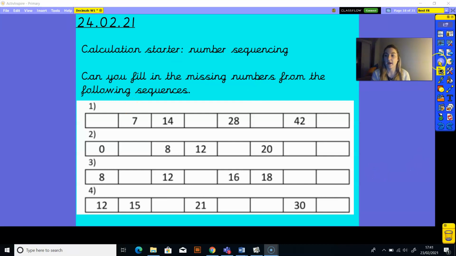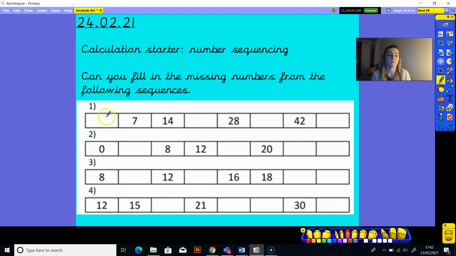I'll show you how I'm going to do the first one, and then you can go on from there and have a go on your own. In this first sequence, I've only got 7, 14, 28 and 42. Now I know that 7 and 14 are both in the 7 times table, and I know that 14 is double 7. So this sequence is in the 7 times table, and they are only counting on by 7 each time.